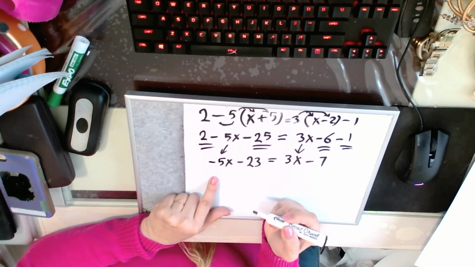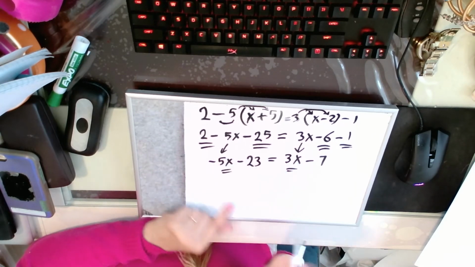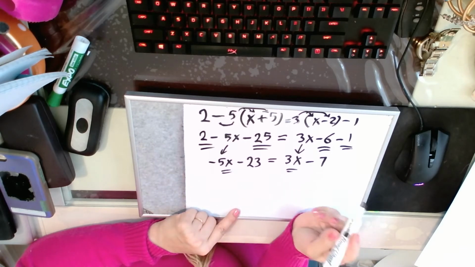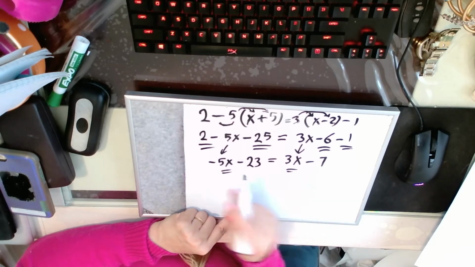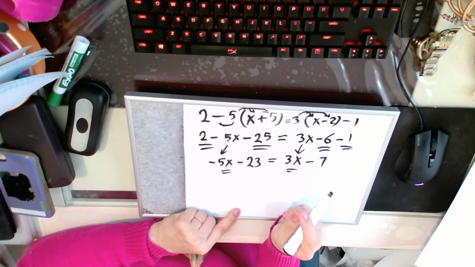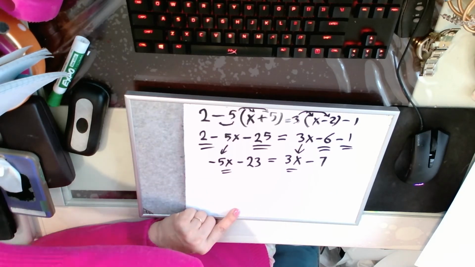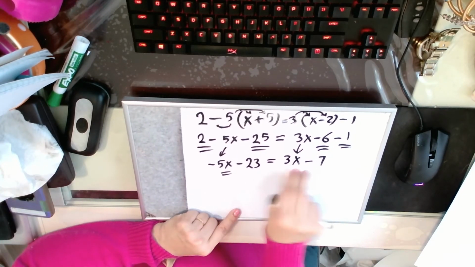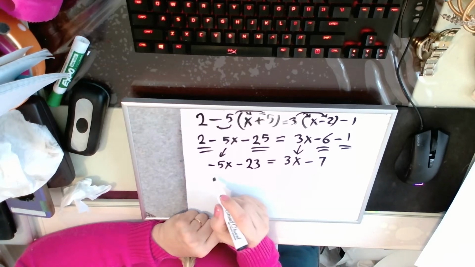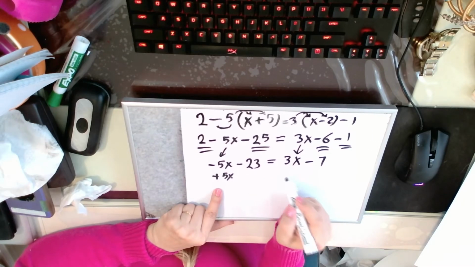Now did you see here we have x, we need to move this one to the other side by changing its sign, or you can just add 5x to both sides. So either way, let's do the old way just to show your work.